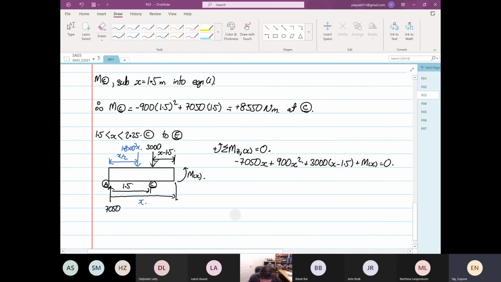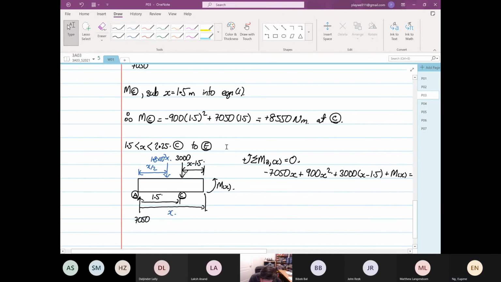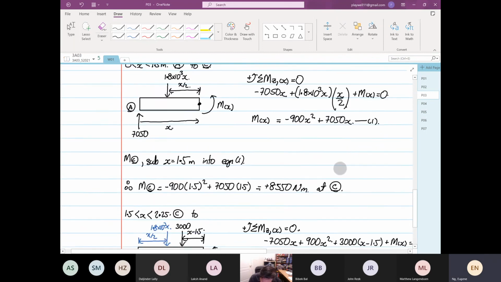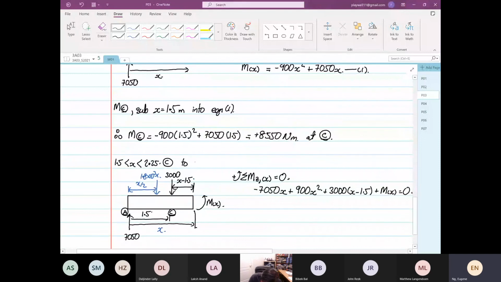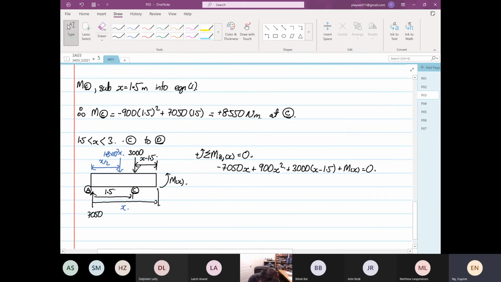Now, I do apologize, this is not C to E. This is C to point D. My apologies. And this is x equal to 1.5 to 3 meters. So it's C to point D. So from here, we have minus 7050x plus 900x squared plus 3000x.